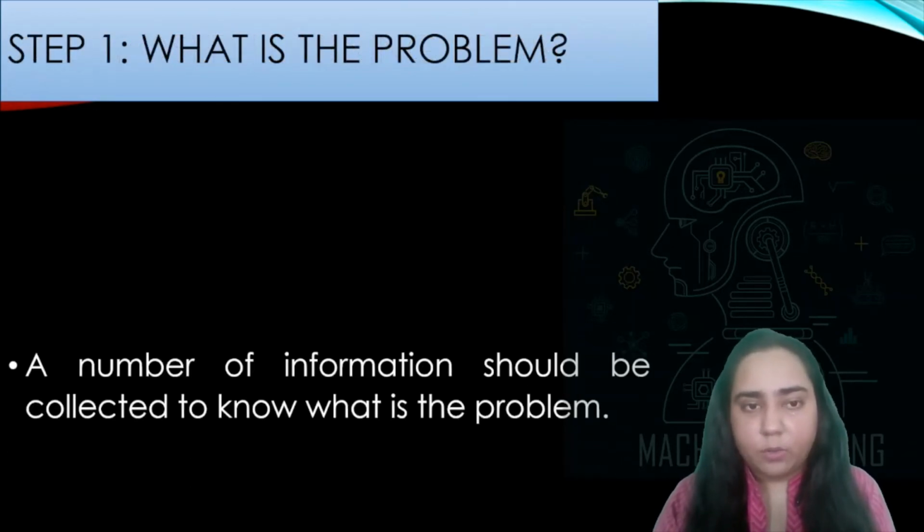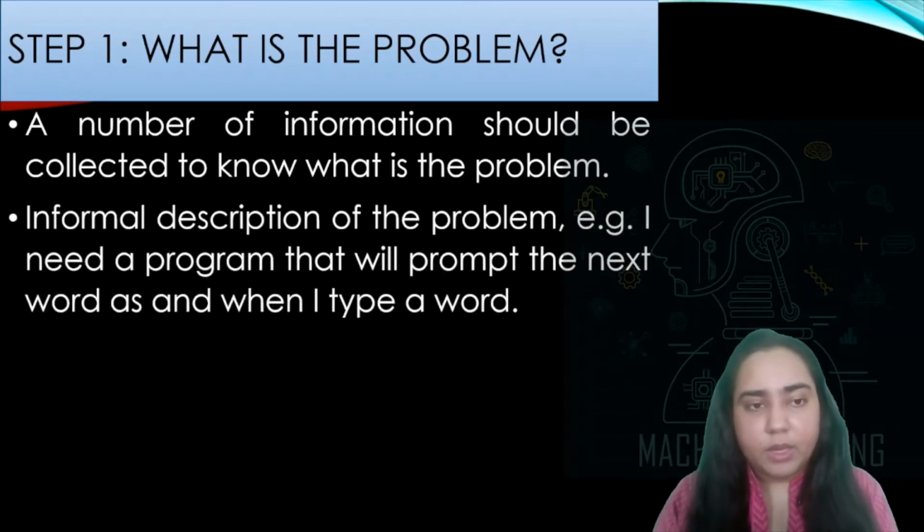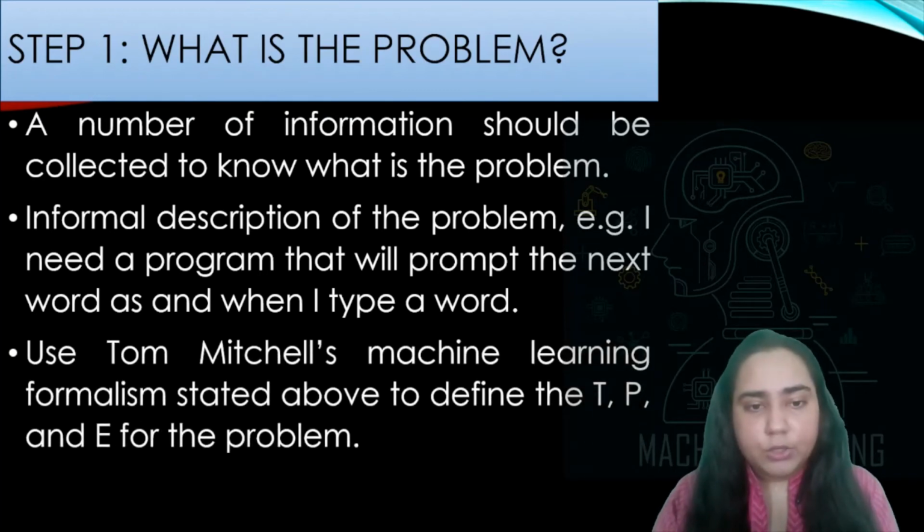Step 1, what is the problem? A number of pieces of information should be collected to know what the problem is. First, an informal description of the problem. For example, I need a program that will prompt the next word as and when I type a word. So you can create an informal description, like you want to create a program that will give you prompts about your next word, just like you get when you're typing on your mobile phone.